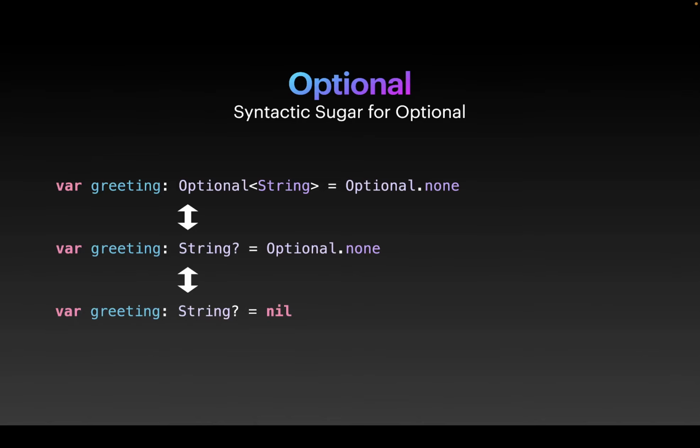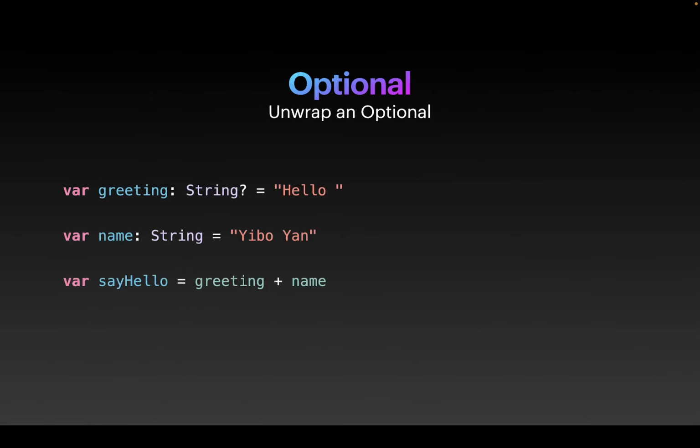Anyway, nil is actually syntactic sugar to replace Optional.none. So it's optional. It's not just a null pointer. They are totally different things. Okay, so it's optional. Now let's take a look at how we actually unwrap an optional.